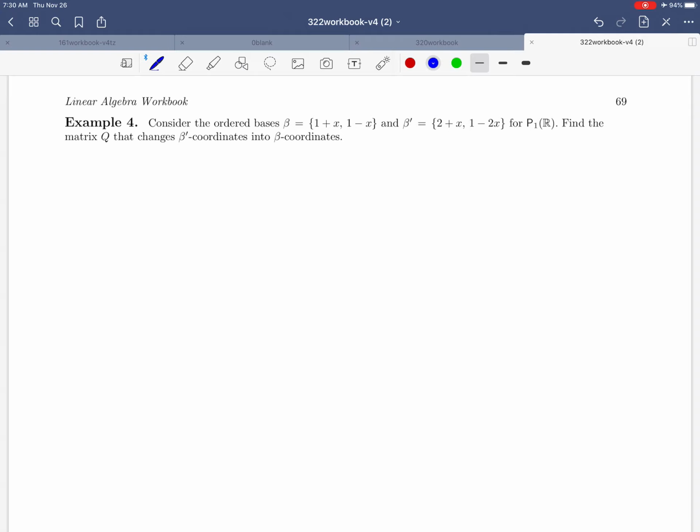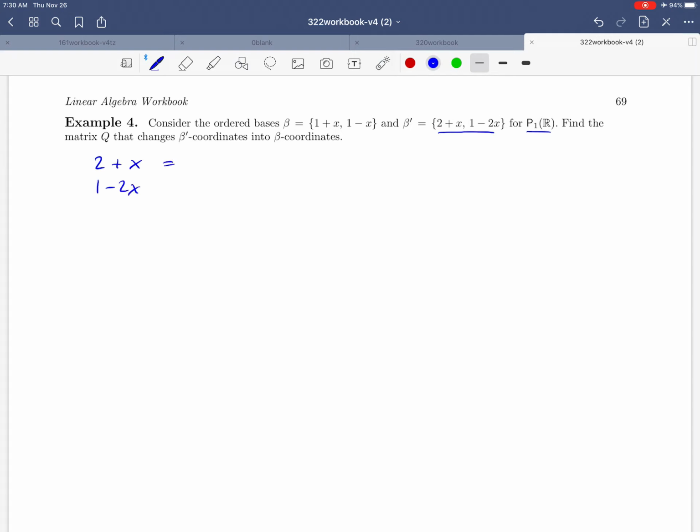Okay, so this is another example of the type of problem that we did in the last video. The only difference is our vector space has changed. So we're talking about polynomials here. If we use the little shortcut that we talked about in the last example, what we need to do here is start with the vectors in beta prime and write those as linear combinations of the vectors in beta. So we'll start by writing down 2 + x and 1 - 2x.